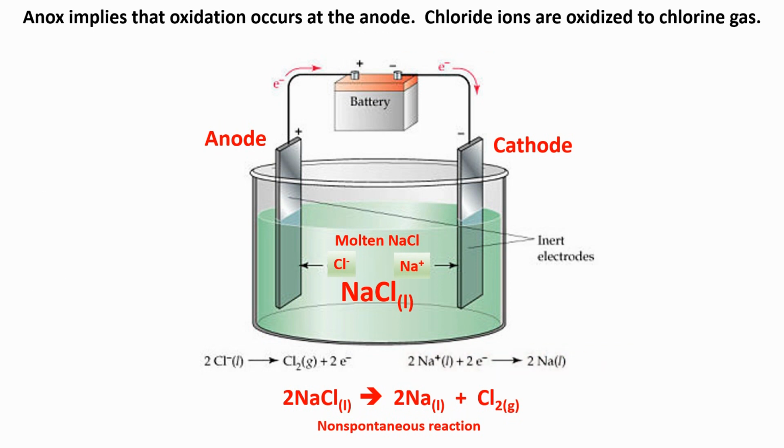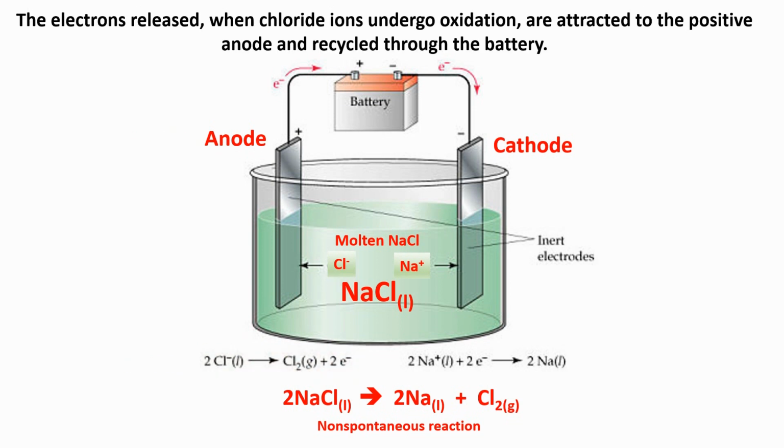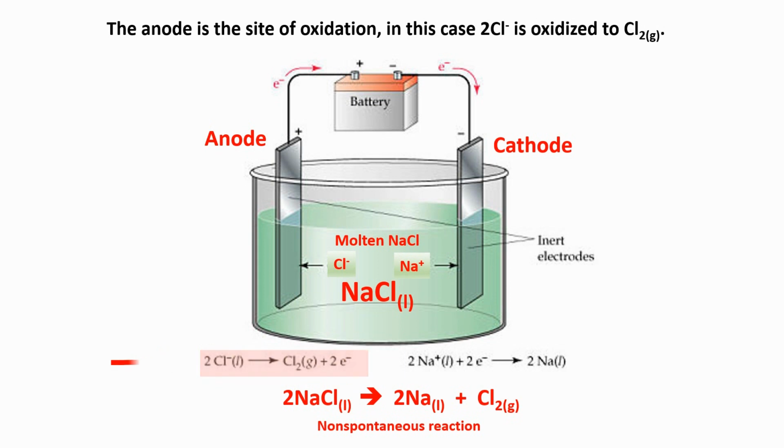An ox implies that oxidation occurs at the anode, and indeed chloride ions are oxidized to chlorine gas at the anode. The electrons released when chloride ions undergo oxidation are actually attracted to the positive anode and recycled through the battery. The anode is the site of oxidation. In this case, 2Cl- is oxidized to Cl2, 0.